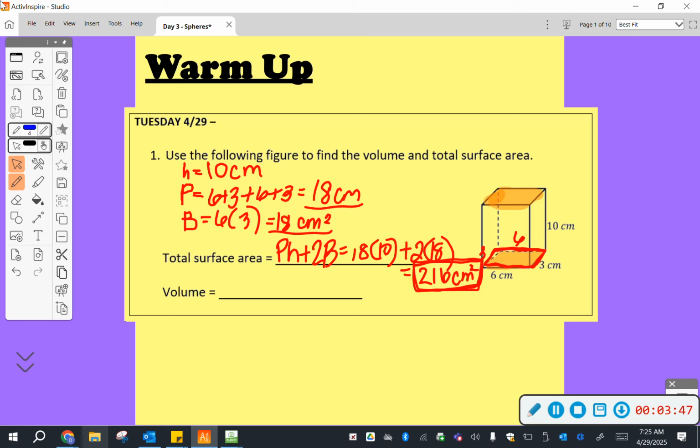Now volume, when I look at my notes, my volume was big BH. What is my big B? What is my H? And what is 18 times 10? Wait, are you supposed to put the equation or just the answer? The equation, plug it in, and the answer. If you just put the answer and you put that work somewhere else, that's fine. But I need to see the equation, plug it in, and the answer.